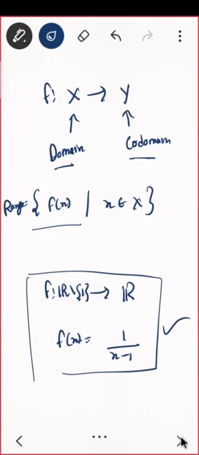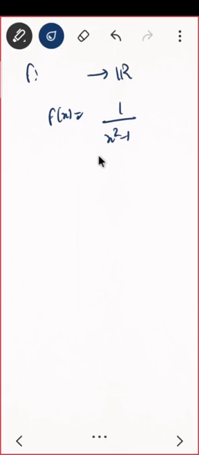So if I ask you an example, that is f of x equal to 1 upon x square minus 1. Tell me the values for which the function does not exist. See, this is R. Is it x equal to 1, correct? If I put x equal to 1, it will be 1 upon 0. So 1 is a problem for me. So I'll keep 1 aside.